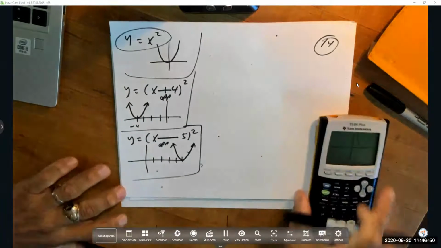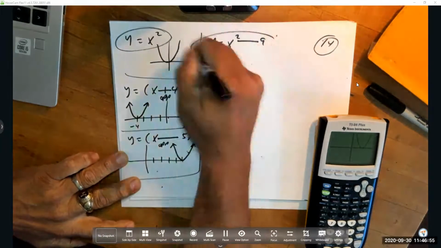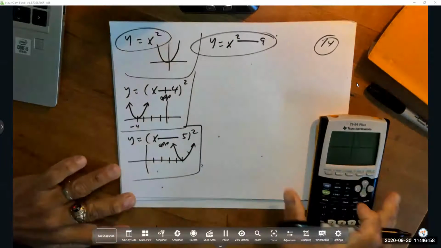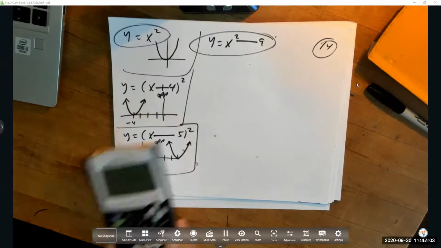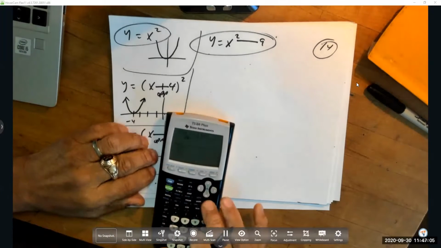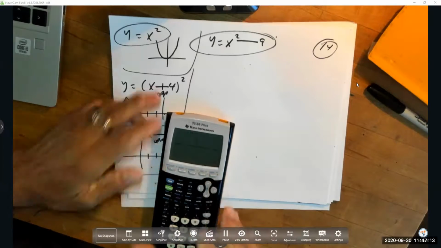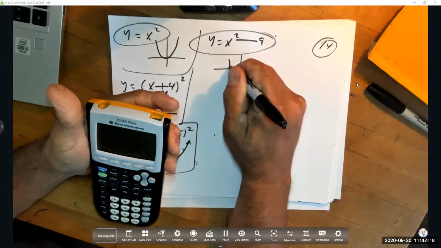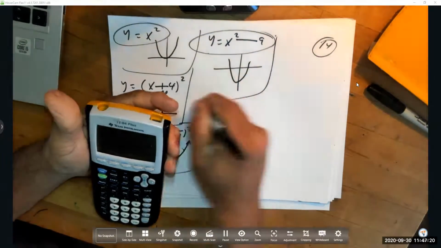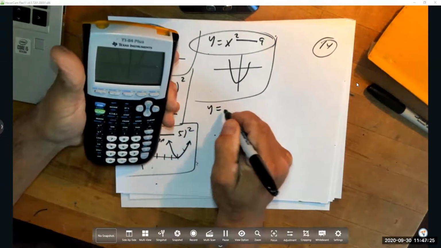Now, do this one here. X squared minus 9. Put that in the calculator. X squared minus 9, graph. Okay, so mine, it just kind of pushed it underneath like this. Y'all get this? Yes. Underneath it? Okay.